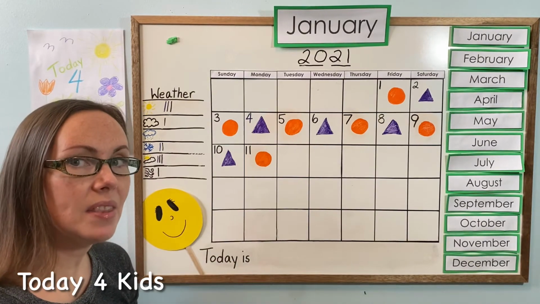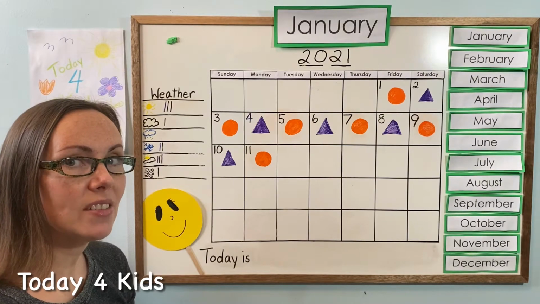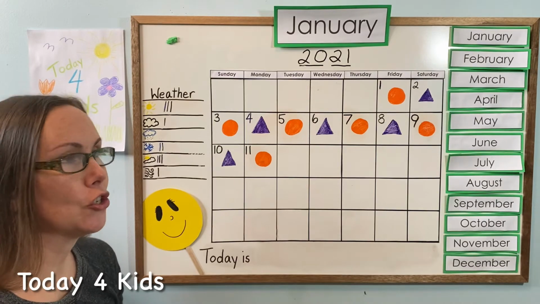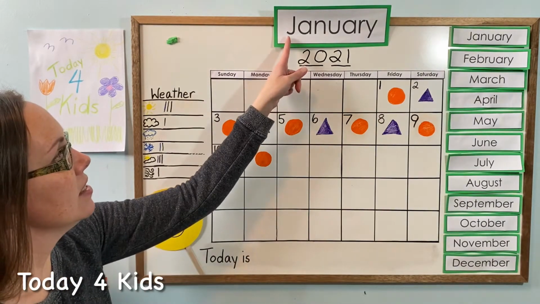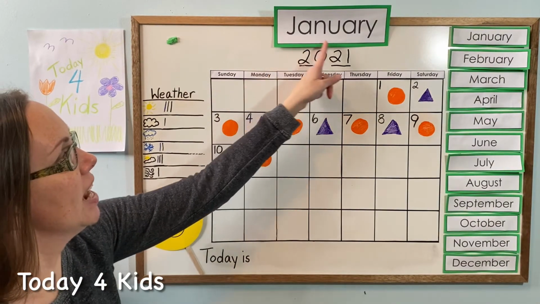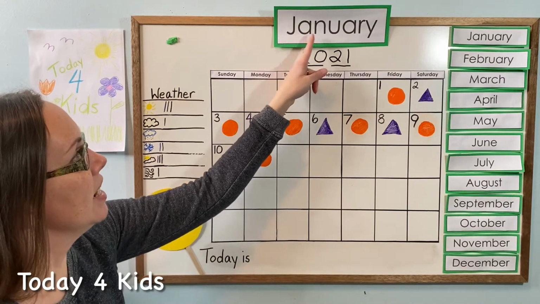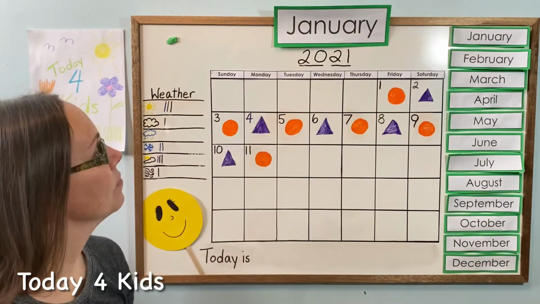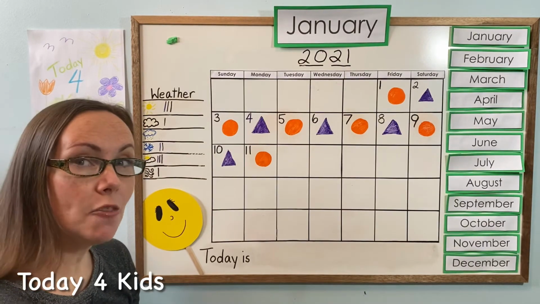Do you remember what the month is? Can you remember from yesterday? It starts with a J. J. See the J here? January. J-A-N-U-A-R-Y. January. Did you know that there are 12 months in the year?